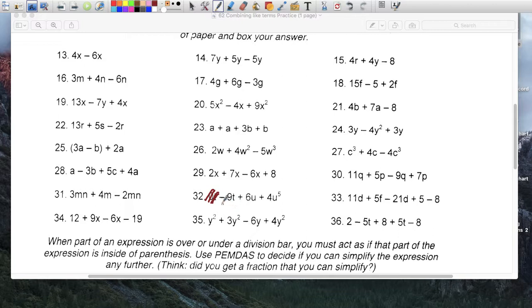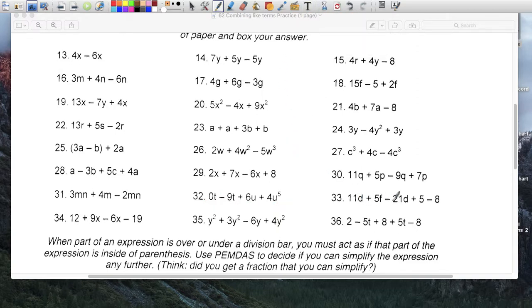And minus t plus 6u and u to the 5th power. These two u's I cannot combine because your exponents are different. So my final answer will be just minus 9t plus 6u plus 4u to the 5th power.